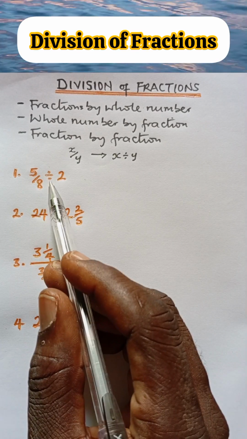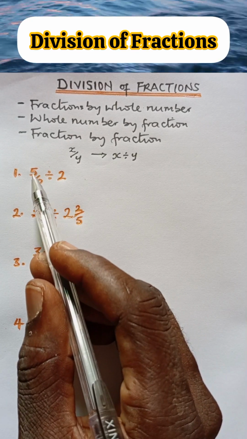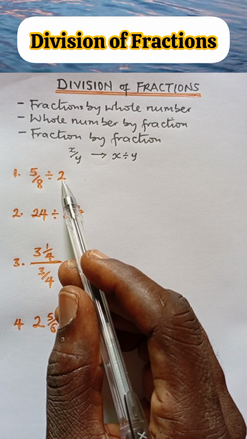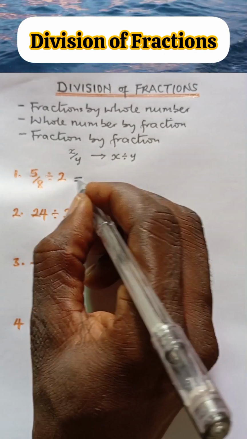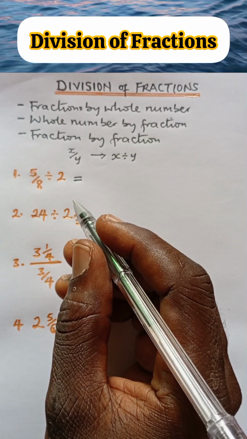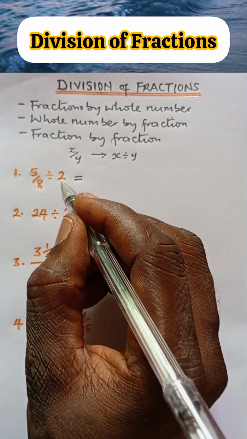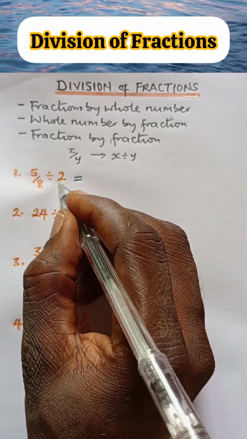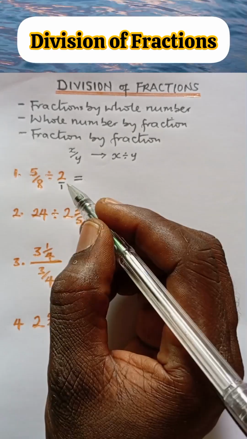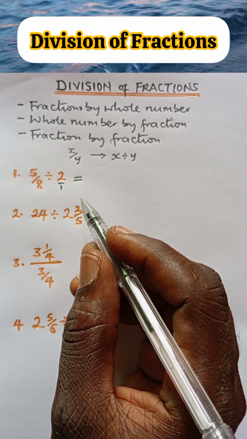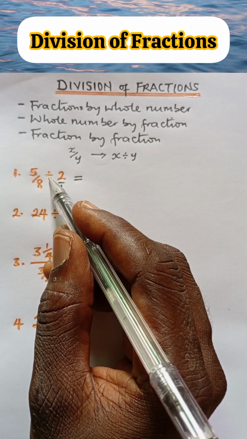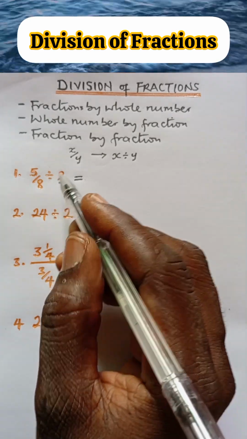5 over 8 divided by 2. This is a fraction and this is a whole number. Now, whenever a whole number is dividing a fraction or a fraction is dividing a whole number, always take the whole number as having an invisible one as its denominator. And according to the rule of division of fractions, this division sign will change to multiplication. We have it this way.